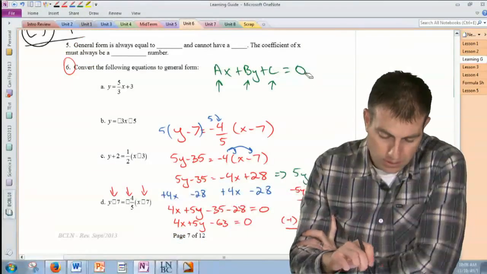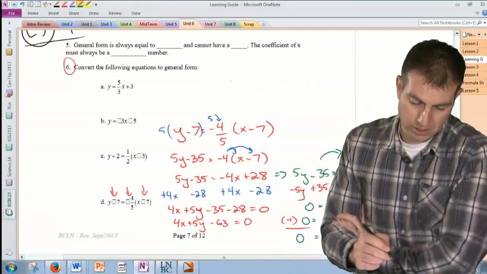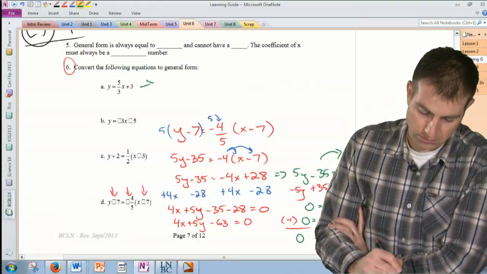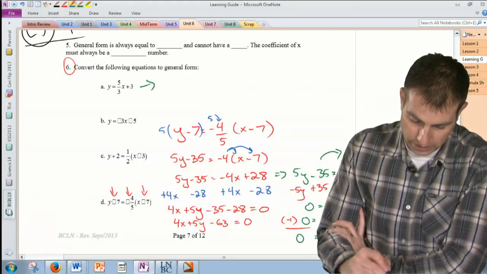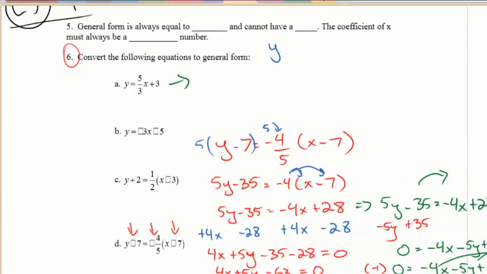So just to make sure I've done all of these questions for you guys, let's start with this one, and let's get rid of our fraction. So I'll jump way up here. Y is equal to 5 over 3x plus 3. I want to get rid of my fraction. I'm going to multiply everything by 3, because my 3 is on my denominator.